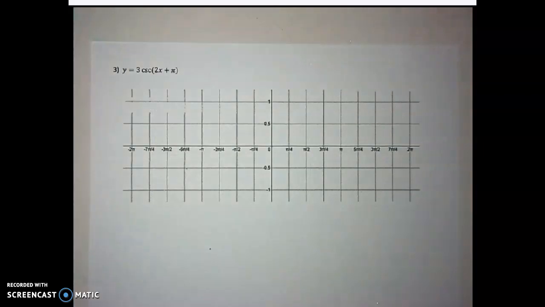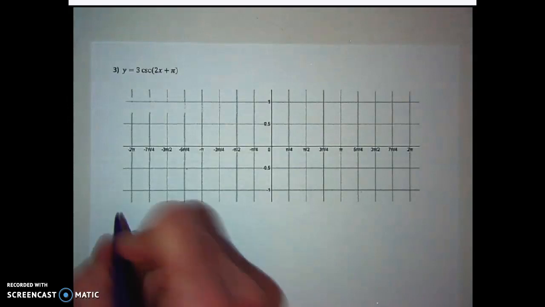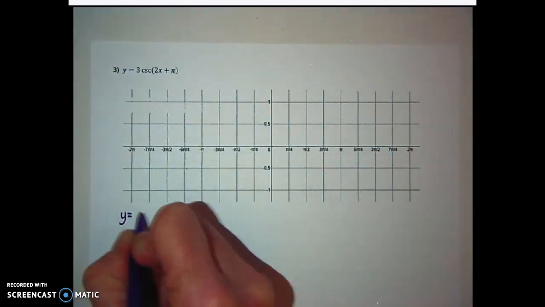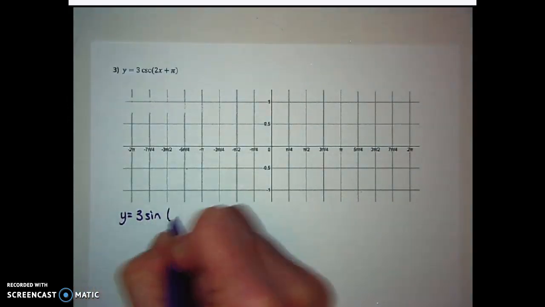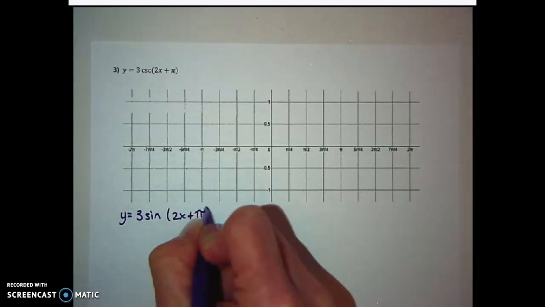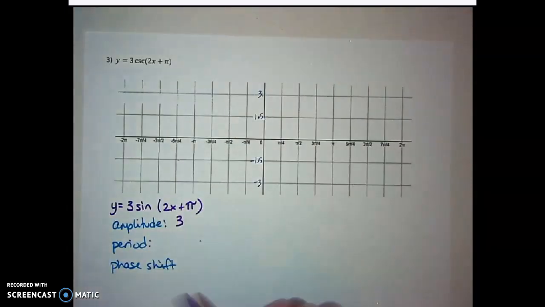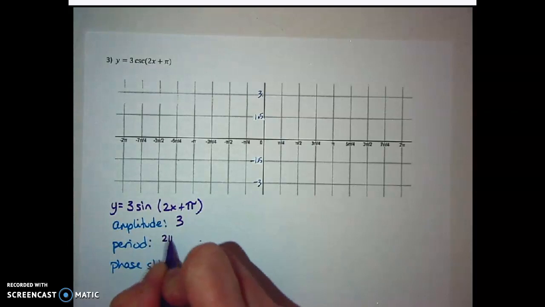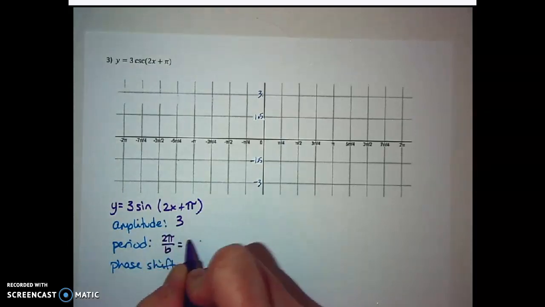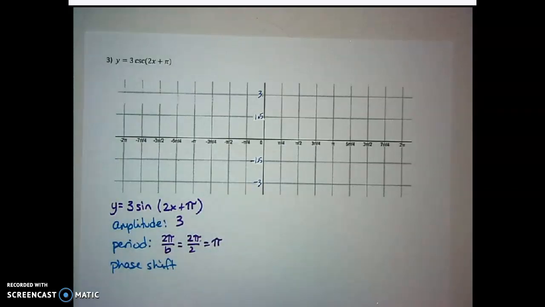And now let's finish this up with a cosecant graph. So again, first we're going to replace the cosecant with sine. So y equals 3 times the sine of 2x plus pi. And now we're just going to go ahead and graph that graph before we worry about the cosecant graph. So again, write down your amplitude, your period, your phase shift. My amplitude is 3. My period is 2 pi over b. In this case, my b is 2. So 2 pi over 2 is going to be pi.